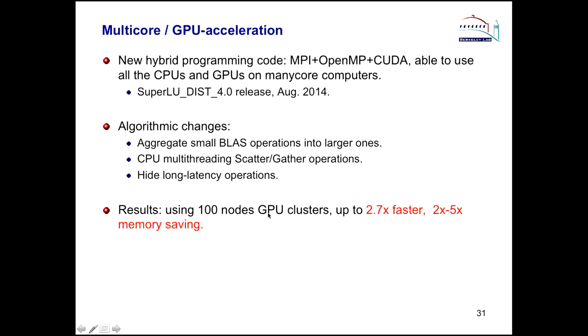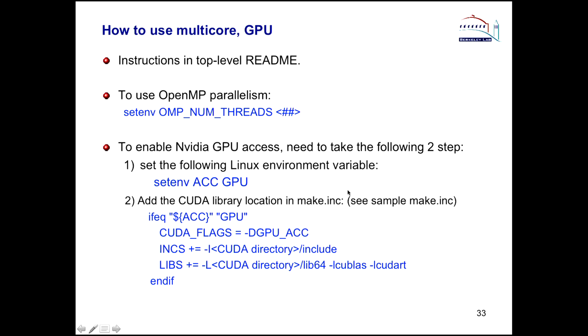And recently we added the multi-core GPU support. The result we have seen is with, for example, 100 nodes of GPU cluster, we get about almost 3 times faster compared to pure MPI. And the biggest saving is coming from memory. We could get a 5-fold saving of memory. This is significant.